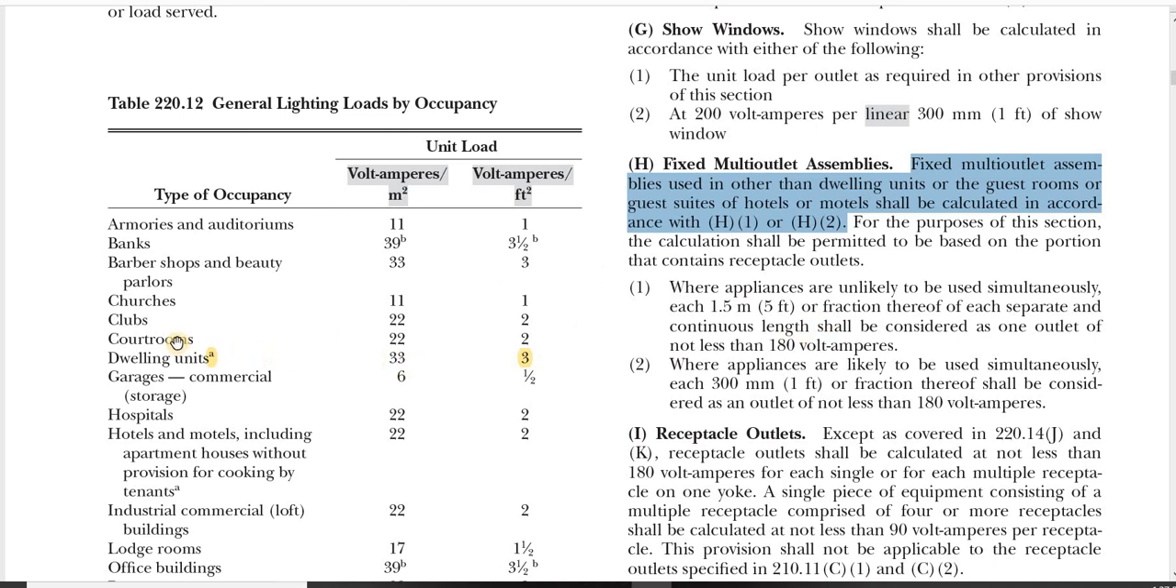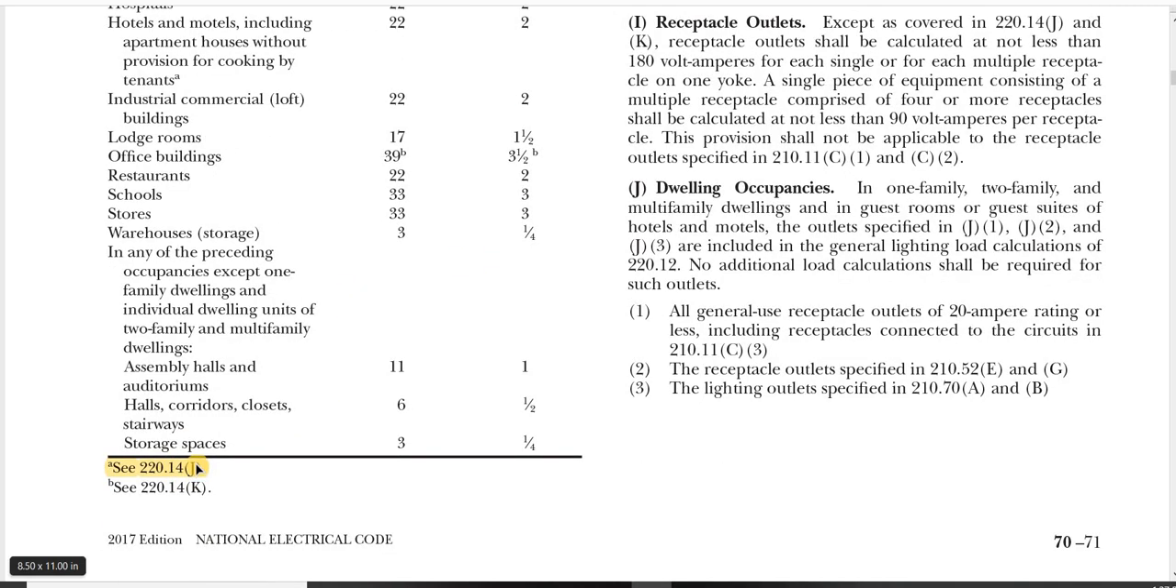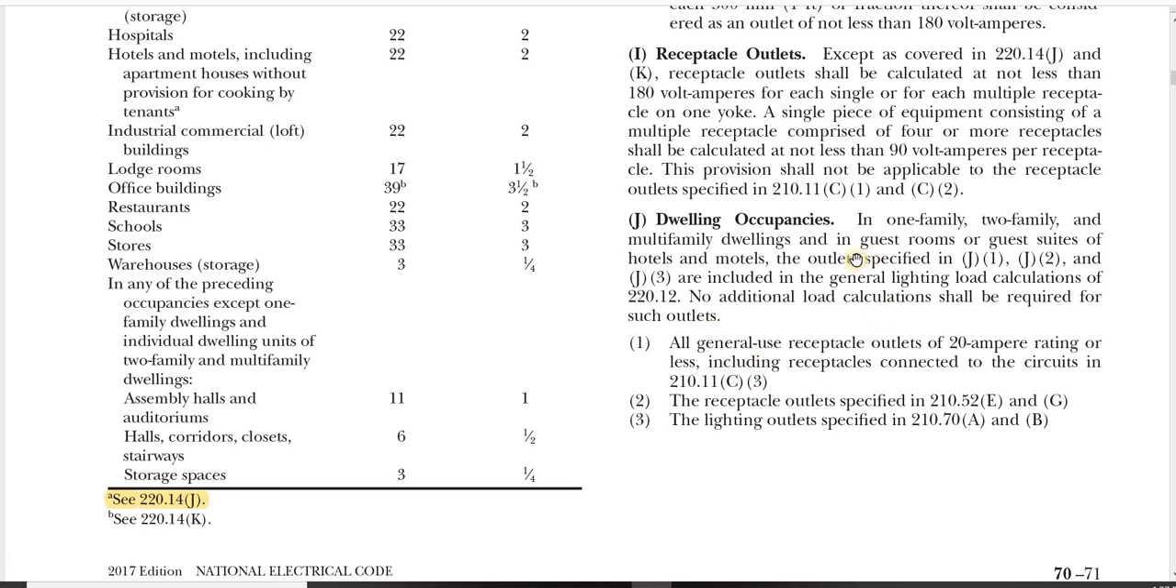because, as we see over here in 220.12, when you're looking at things like dwelling units, you have this little A right there. And so that's 3 VA per square foot for the lighting. But if you go down here, the A reminds us to look at J. And J tells you that in one family, two family, multifamily, guest room, guest suites, and whatnot, general use receptacles are already figured into the load calculation. So I don't have to do anything extra.